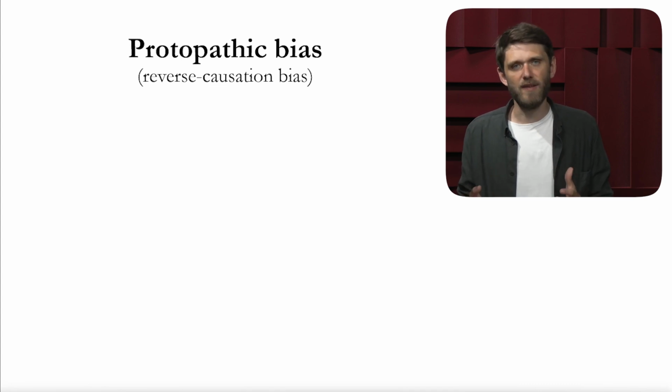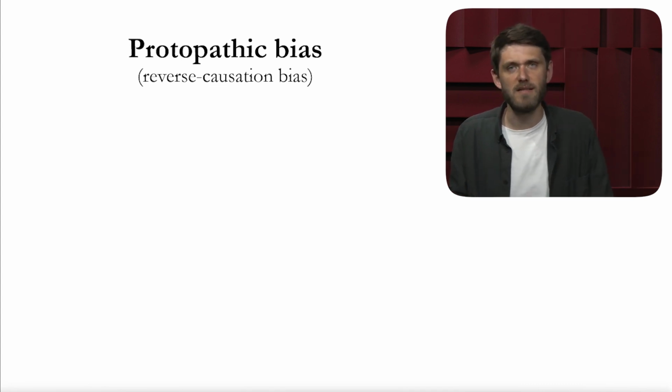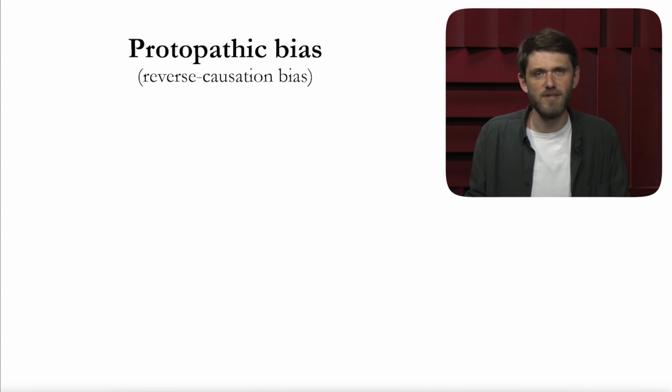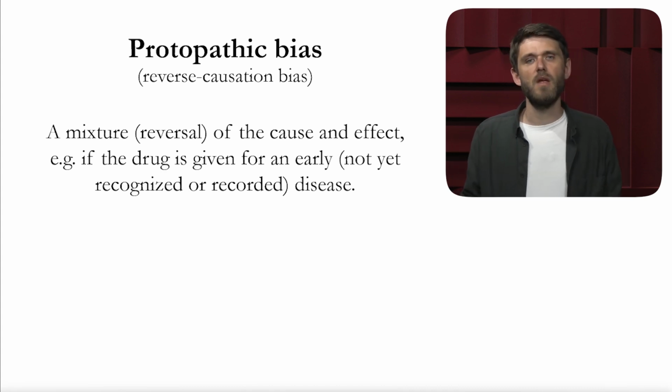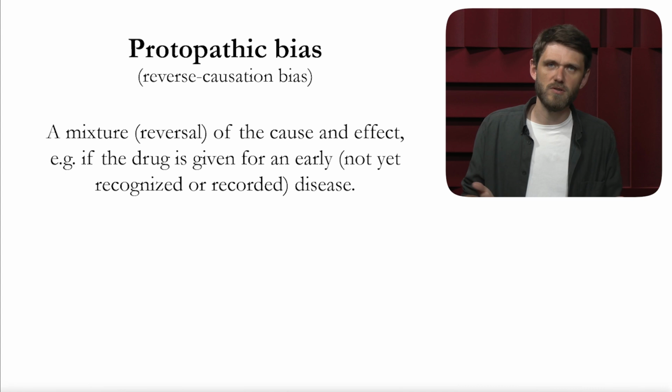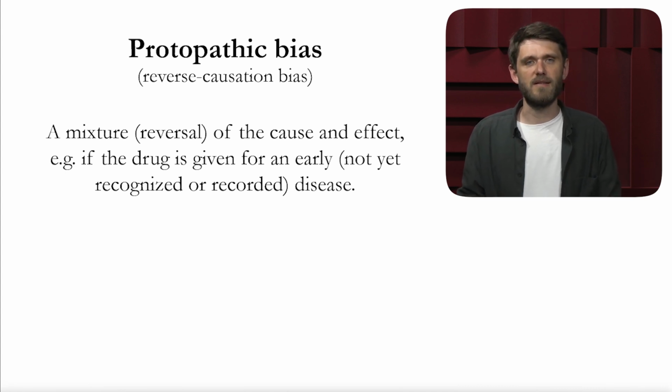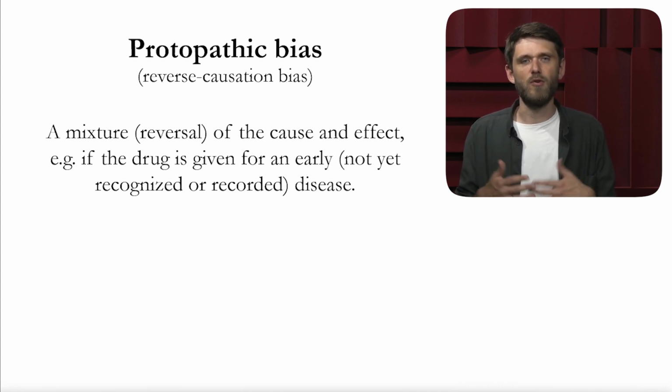Then we have protopathic bias. This is the classical term. I see increasingly the term reverse causation bias instead being used, which is a much more useful nomenclature. This is a mixture of reversal of the cause and effect pattern, that is a drug given for an early, not yet recognized, or at least not yet recorded disease.